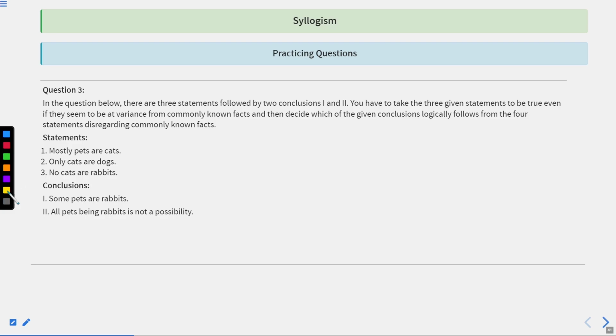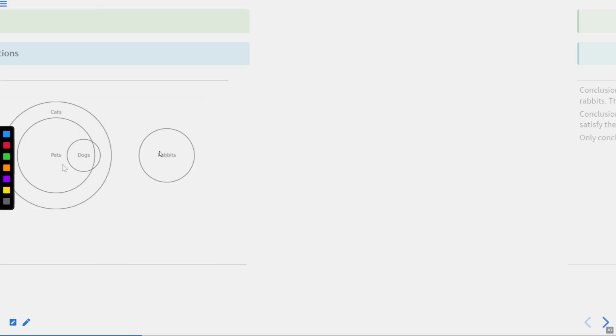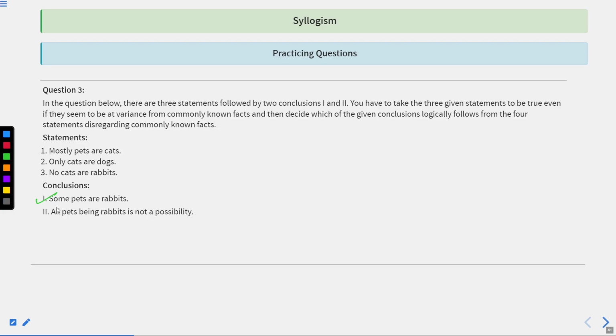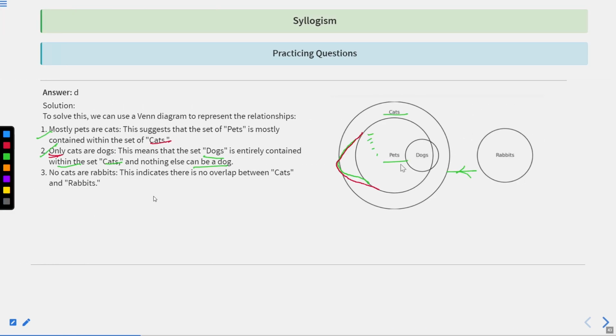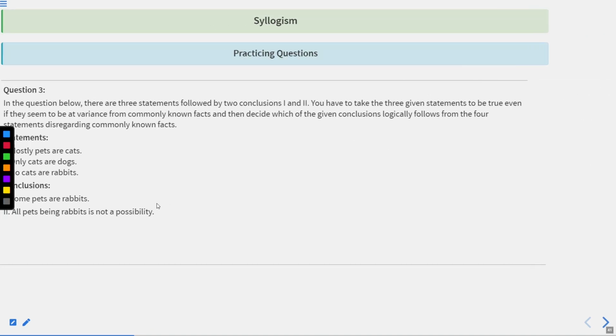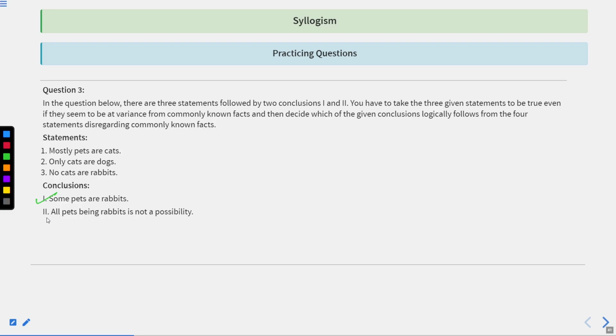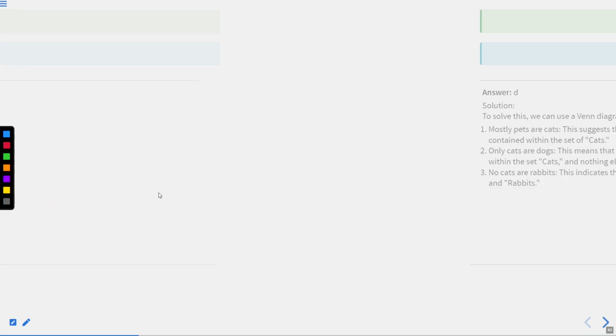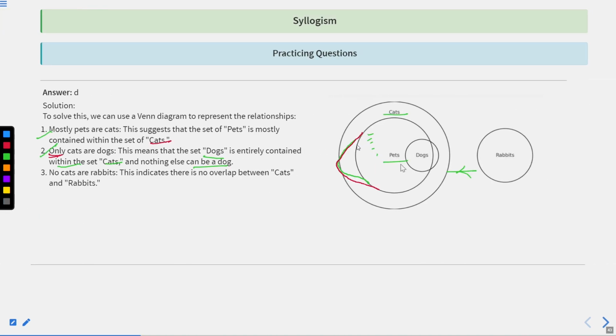Now let's try to understand that some pets are rabbits. Is it true or not? Some pets are rabbits, no link at all. That is not true. Some pets are rabbits. That is not true. Then all pets being rabbits is not a possibility. The first statement, some pets are rabbits.